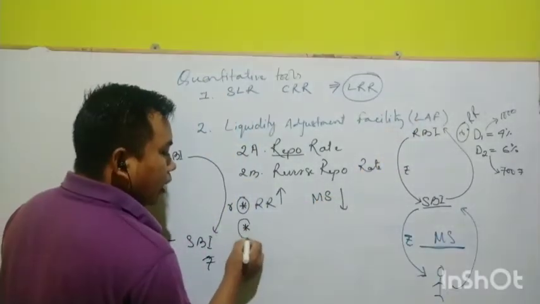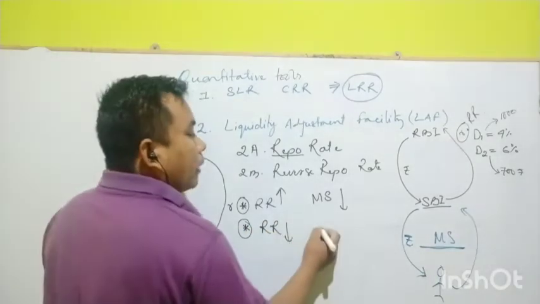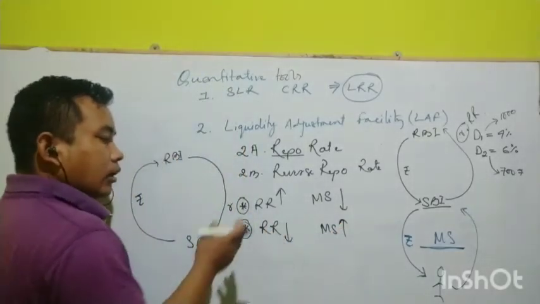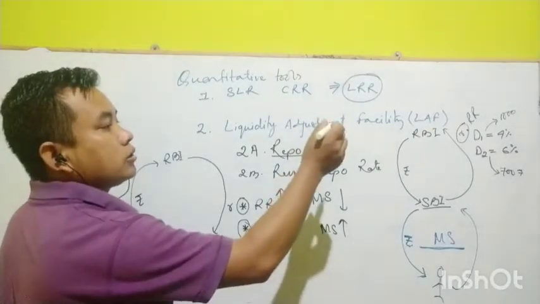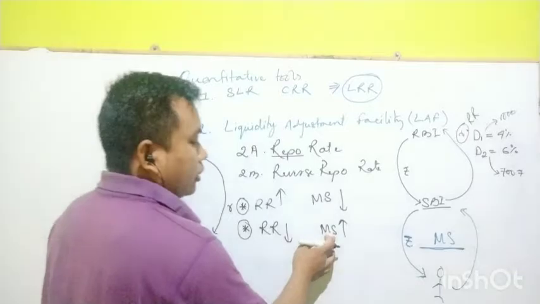Obviously, if the repo rate decreases, the money supply will increase. Let me repeat one more time. If the repo rate is decreased by RBI from 4%, now I will charge you 2% only, and the money supply will increase.